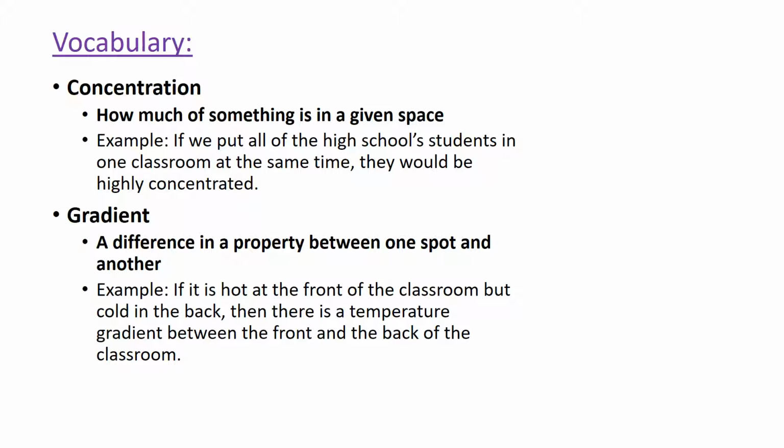A gradient is a difference in a property between one spot and another. For example, if it's hot at the front of the classroom, but cold in the back of the classroom, then there's a temperature gradient between the front and the back of the classroom.